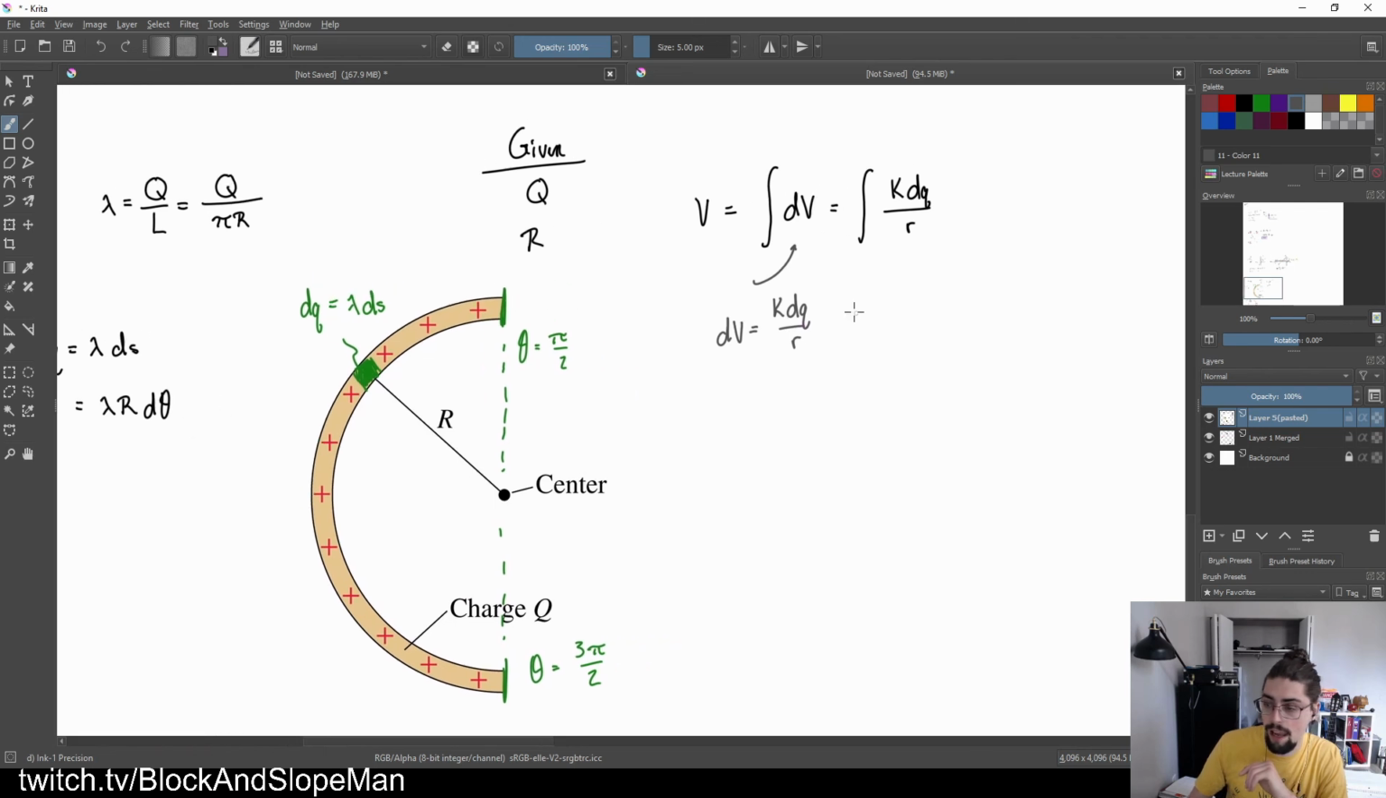So if we do something like that, then we're going to say, okay, well now dq is equal to lambda capital R d theta, and we also know that r is equal to capital R, because it's not a changing radius.